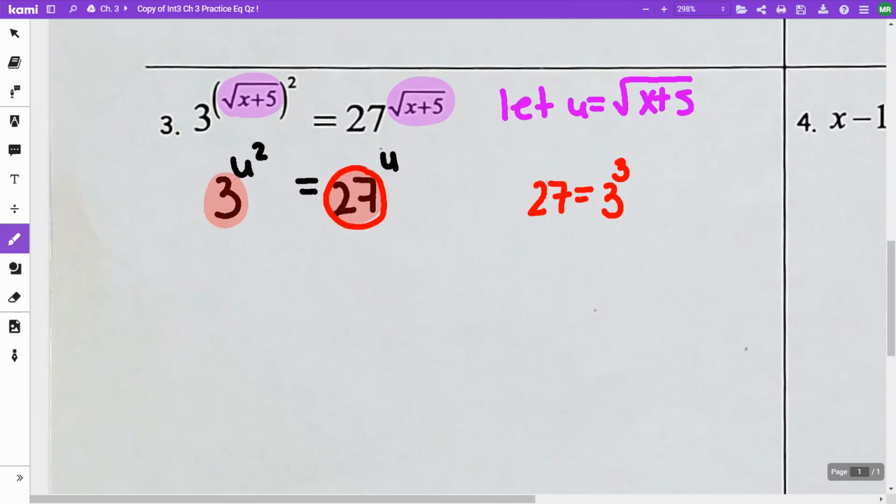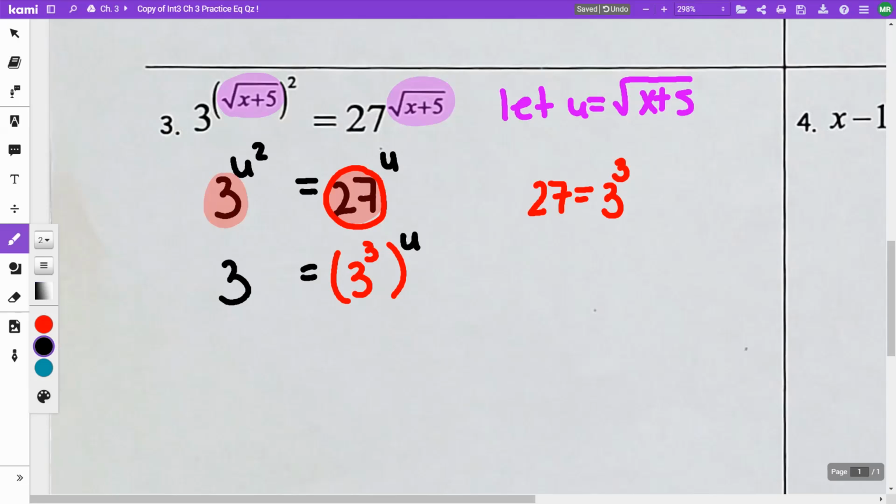So this right here, I'm going to write as a 3 to the third, raised to the power u. And on the other side, I have 3 to the u squared. So now this is going to be 3u squared is equal to 3 and power to power I multiply. So that's going to be 3 to the 3u.